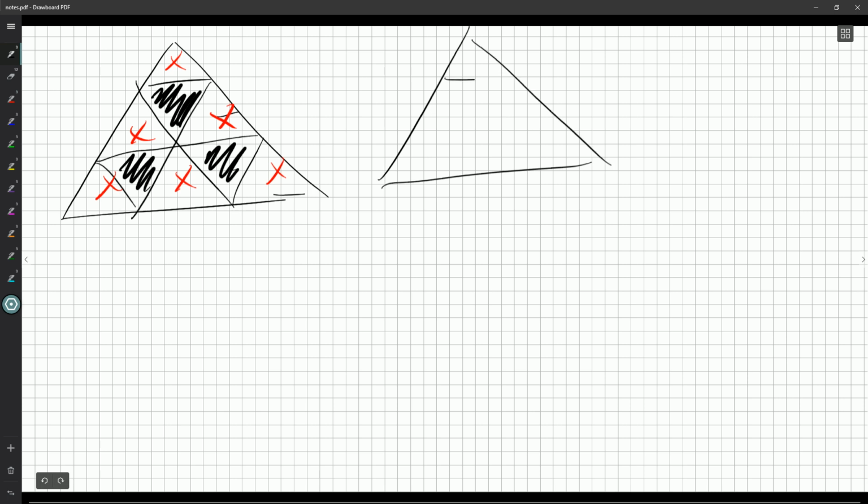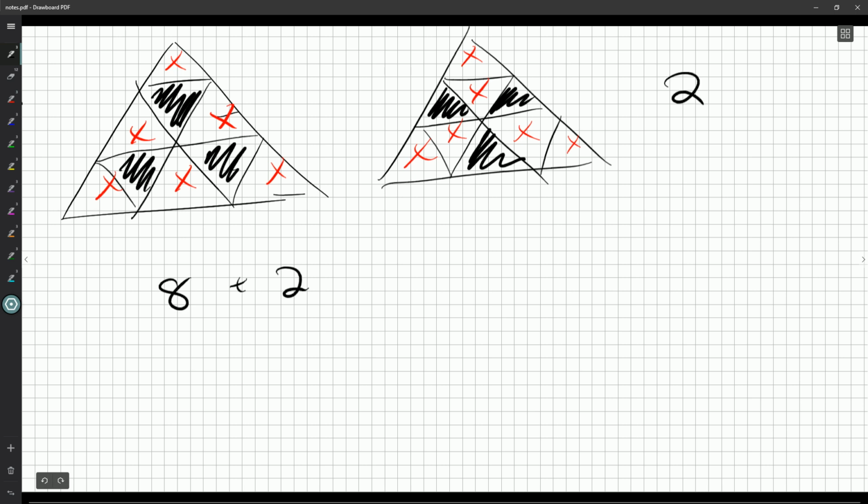Or maybe I don't put one in this sort of middle-ish area. Maybe I put one on the side. Well, by the same reason, you're going to have to fill in these 2 as well. Get a high degree of symmetry here. And that gives us 2 more cases. So with the 8 from the previous page plus these 2, we've got 10.